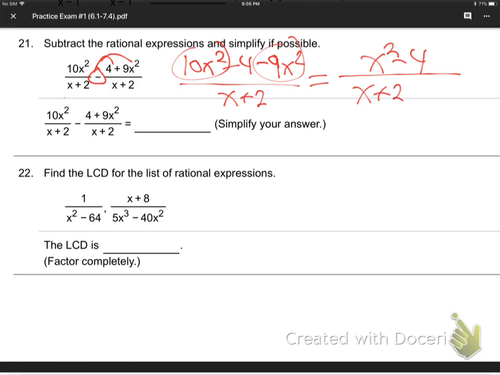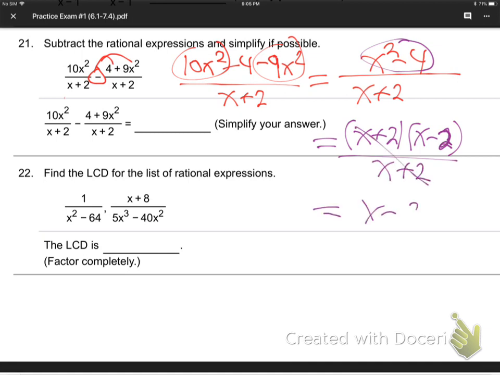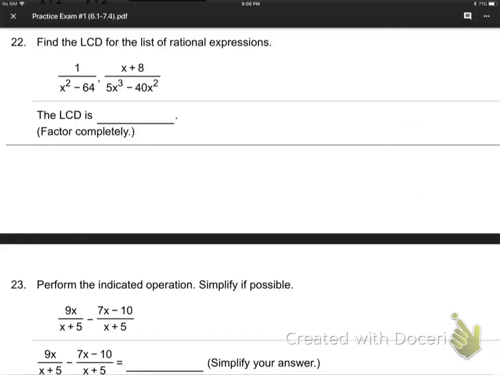Now, can we factor this top? Yeah, it's a double-double, isn't it? X plus 2, x minus 2 over x plus 2. These cancel. The answer is just x minus 2. There's 21. Okay, 22. They want us to find the LCD. Say there's just a comma between them. We're not adding them or subtracting them or doing anything. We're just forming LCD.